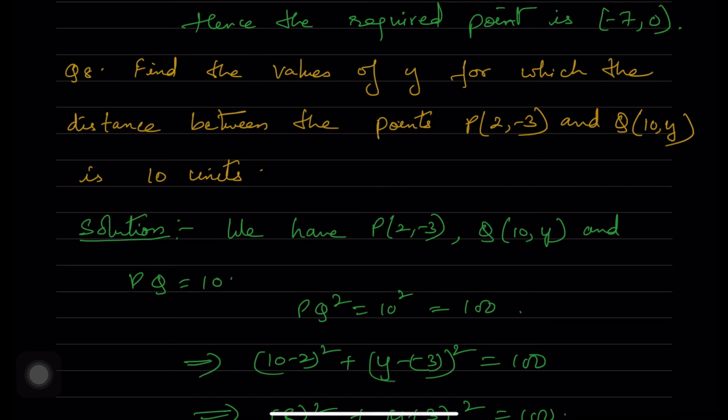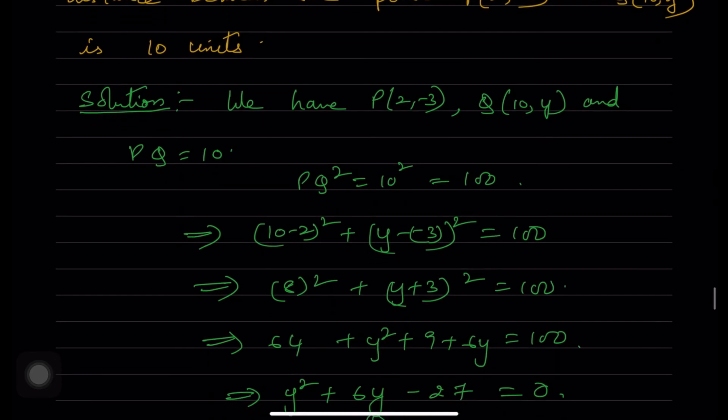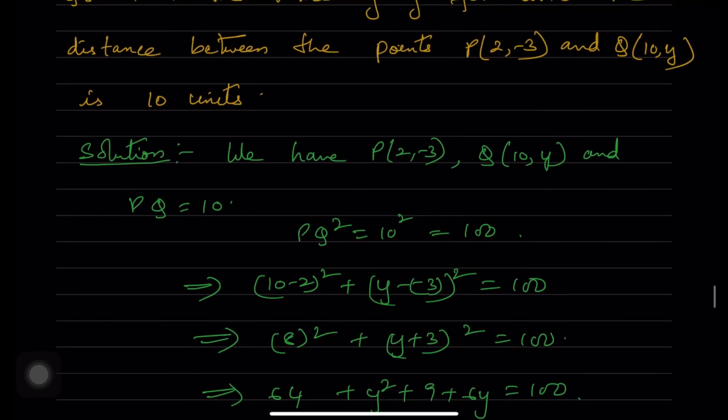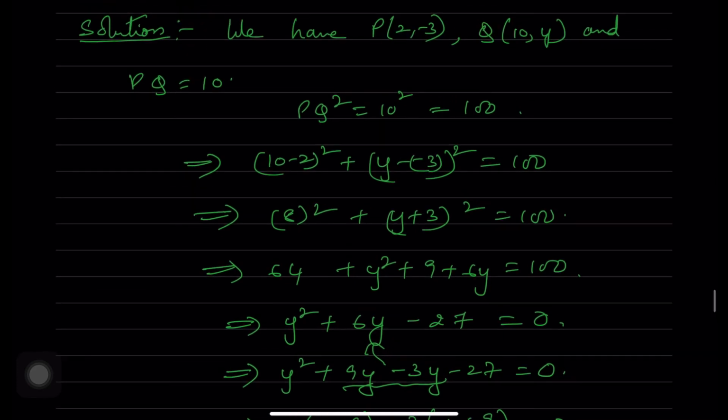Now find the values of y for which the distance between the points P(2, -3) and Q(10, y) is 10 units. We have P(2, -3) and Q(10, y) and PQ is equal to 10. So you have PQ square equal to 10 square, which is equal to 100. So here, taking P and Q, the distance between P and Q is nothing but (10 minus 2) whole square plus (y minus (-3)) whole square, which is equal to 100. So expanding here, 8 square plus (y plus 3) whole square is equal to 100. So 64 plus y square plus 9 plus 6y is equal to 100.